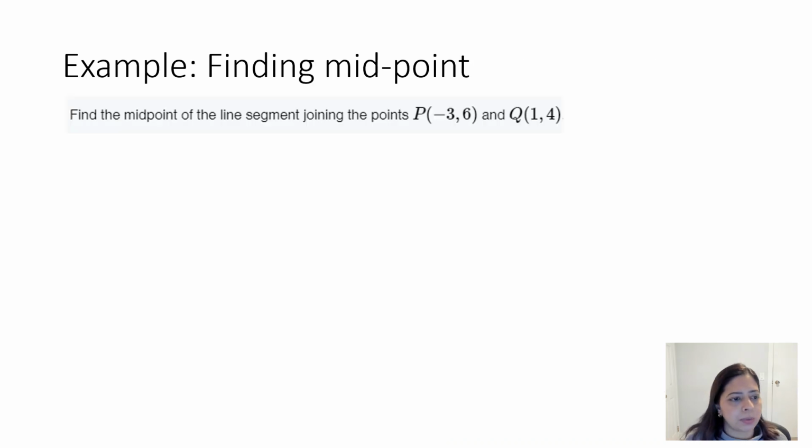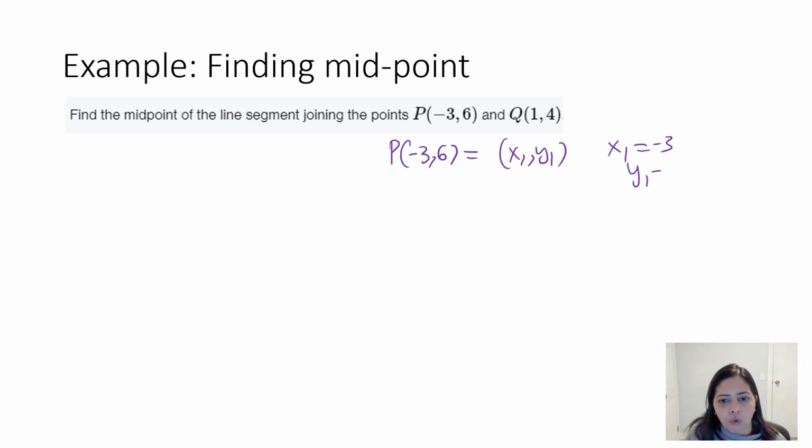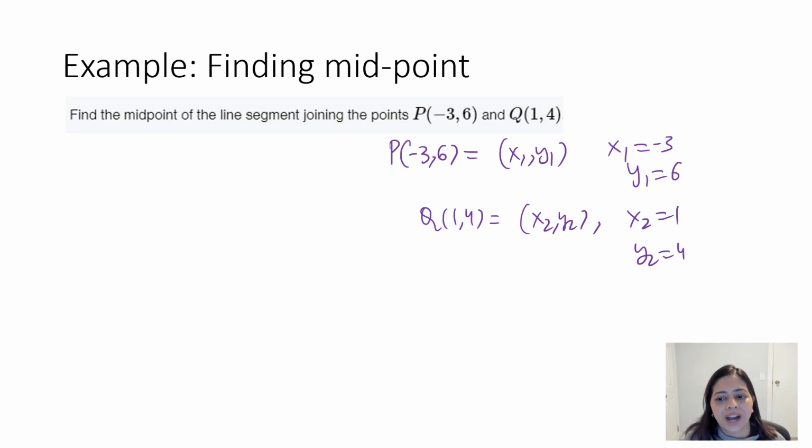So here we have an example. Find the midpoint of the line segment joining these 2 points. P is negative 3, 6. If you compare that with x1, y1, so x1 is negative 3, y1 is 6. Q is 1, 4. If you compare that with x2, y2, x2 is 1, y2 is 4.